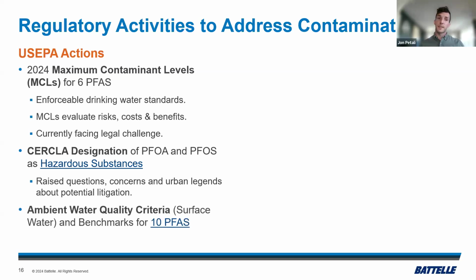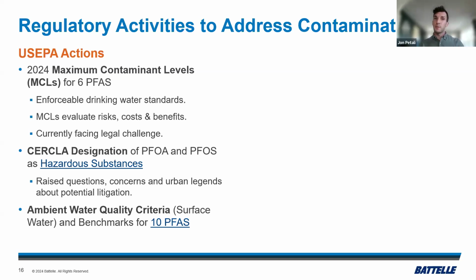And then there's also been recently some ambient water quality criteria, which are set for surface water, because surface water is regulated differently than drinking water. So there's some guidance for about 10 PFAS out of that. These are typically higher than what we see with the drinking water numbers, because these are more meant for a different exposure scenario, but some of these are more geared towards wildlife protection and ecological risks.